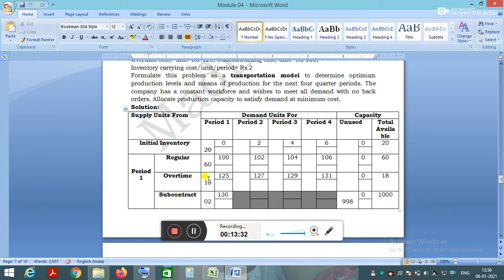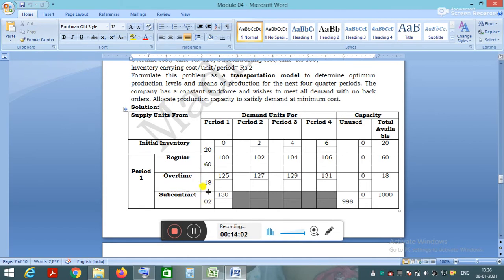You can see in the overtime it is 125, in the subcontracting it is 130, the cost per unit. Therefore, we will go for overtime. What is the maximum capacity that can be met through overtime? It is 18. 60 plus 20, 80, 80 plus 18, it is 98. What is the remaining units to be manufactured? 2. It is difficult to produce in the company.